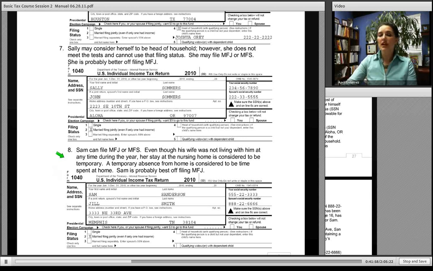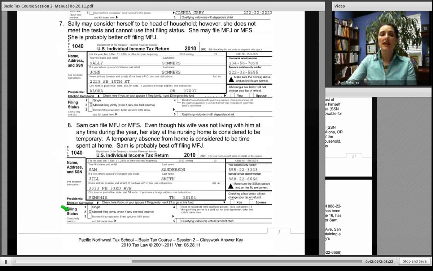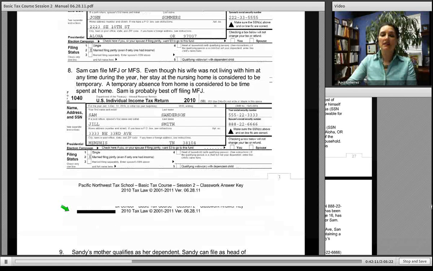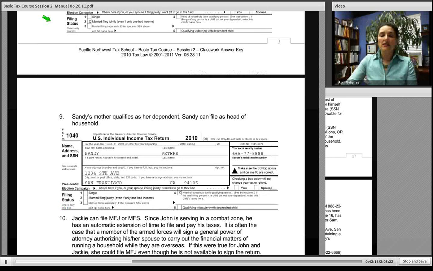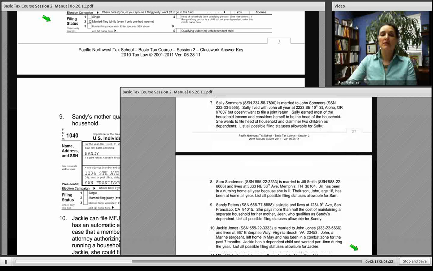Even though his wife was not living with him at any time during the year, her stay at the nursing home is considered to be time spent at home. Therefore, she's really not away from home for tax purposes, and that means that Sam will file married filing joint. He could also file as married filing separate, but joint is the most advantageous status.